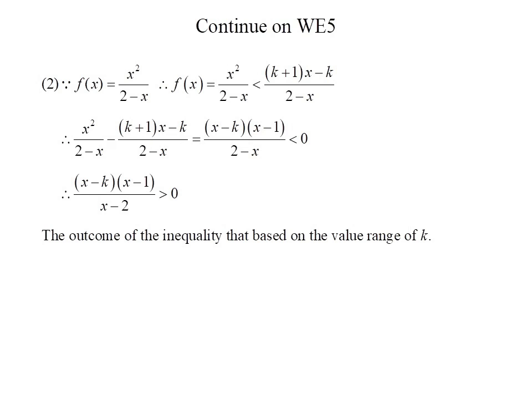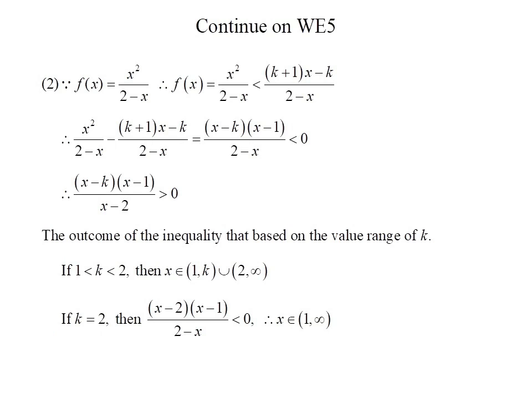As it can be seen, when k is between 1 and 2, the value range of x is the union of the set from 1 to k with another set from 2 to infinity. All the endpoints are not included. When k equals 2, the value range of x is from 1 to infinity, not including endpoints. When k is greater than 2, the value range of x is the union of the set from 1 to 2 with another set from k to infinity. All the endpoints are not included.